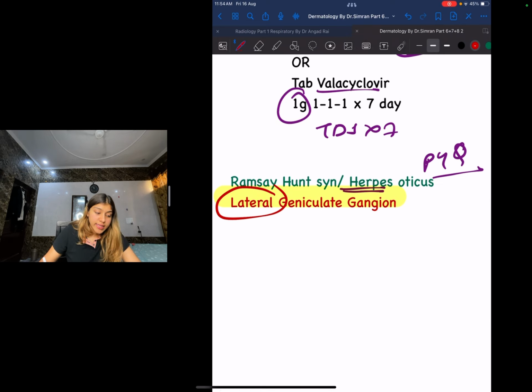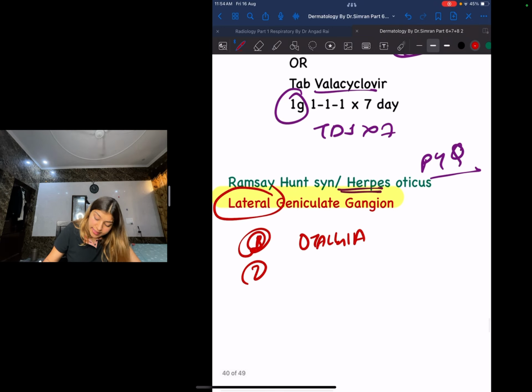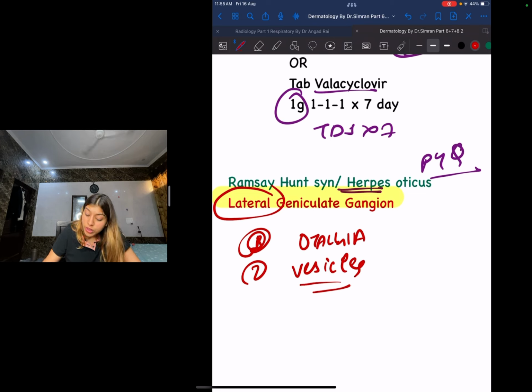Now guys, it has three things that you need to keep in your mind. Okay, one, very first thing guys, there's going to be otalgia. Okay, there's going to be otalgia in this patient. Second thing you need to know over here is that there are going to be vesicles. And where are these vesicles going to be present, guys? It is going to be present in your external auditory canal. Very, very important, there are going to be vesicles present around your external auditory canal.